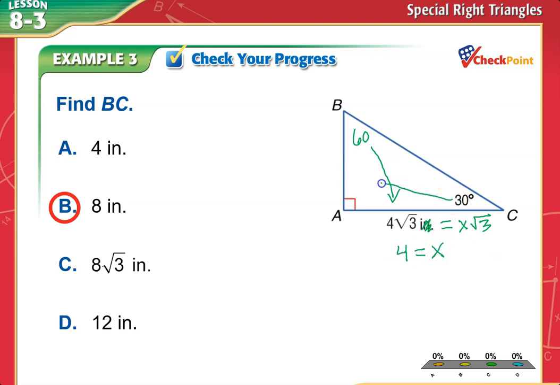But we also know that this side over here is X, and this side over here, across from 90, should be 2X. Well, which side are we trying to find? We're trying to find BC. So we're trying to find the hypotenuse. So twice X, or twice 4, is 8.